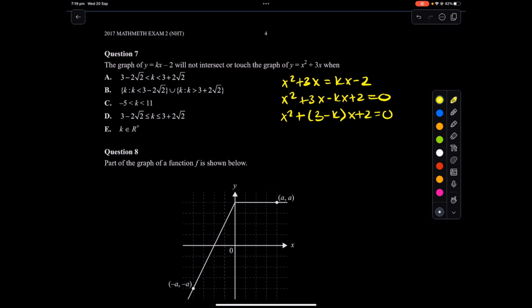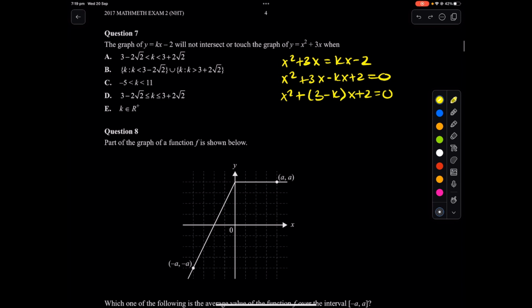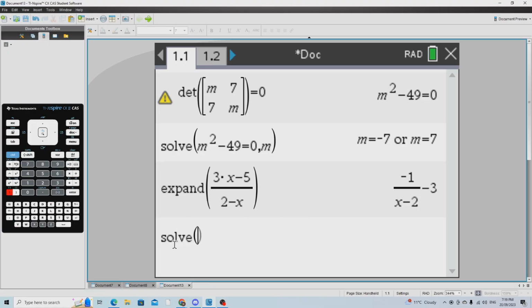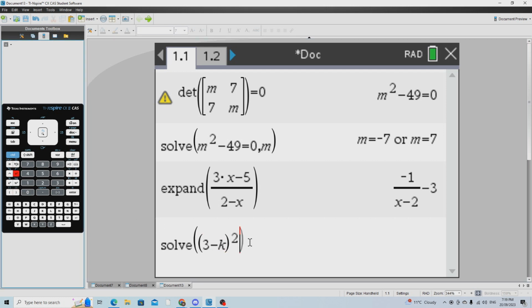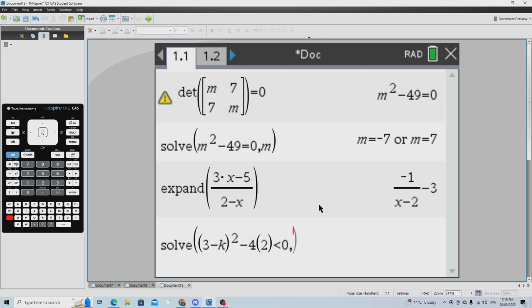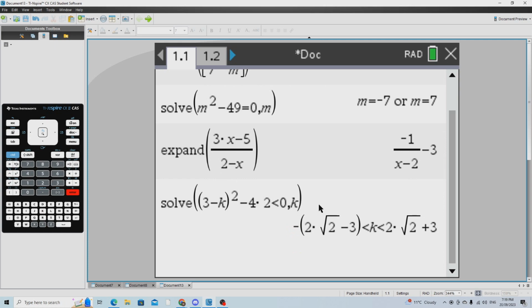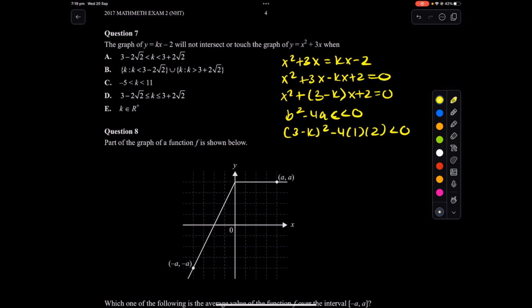Now, this is an actual quadratic, and for it to not intersect, we want the discriminant to be less than 0. So we want b² - 4ac to be less than 0. What's our b? Well, it's (3 - k)² - 4·1·2 must be less than 0. So writing this in your calculator, solve for k, sorry: (3 - k)² - 4·2 < 0, comma k. And we get this. So the answer should be A.